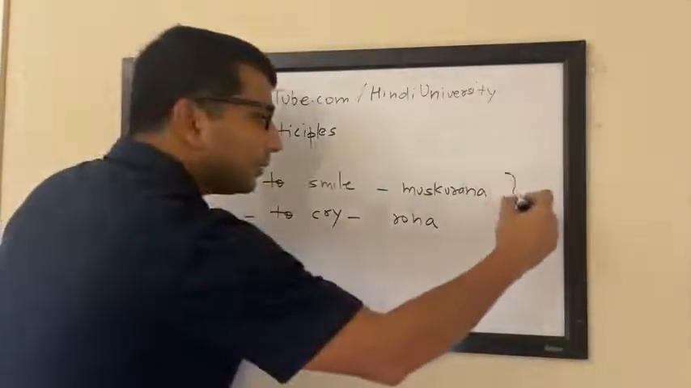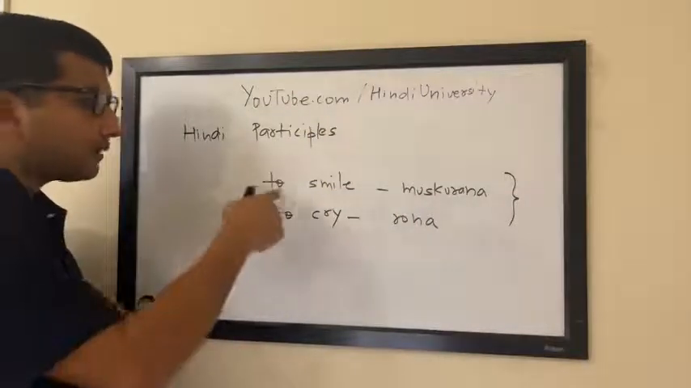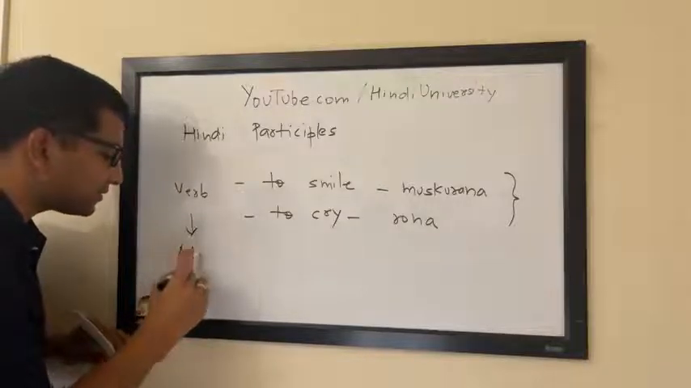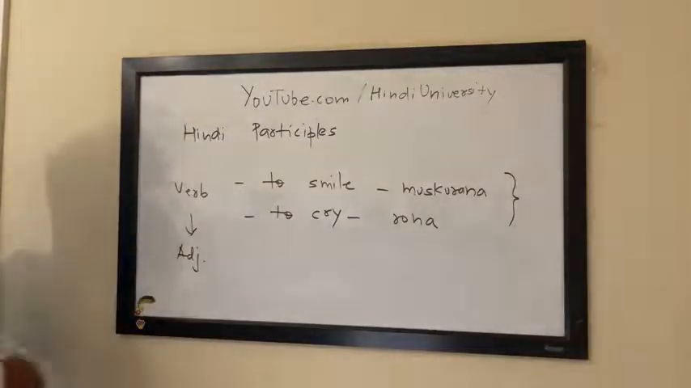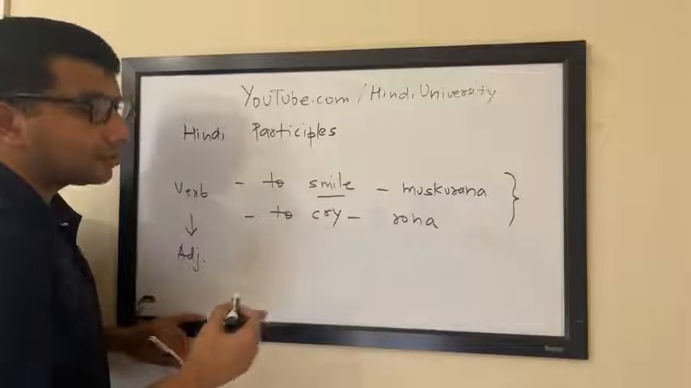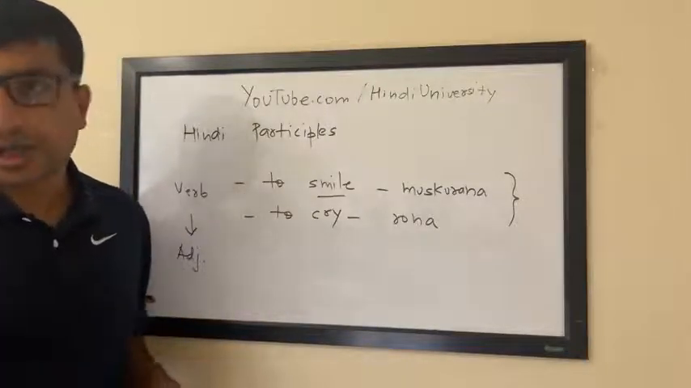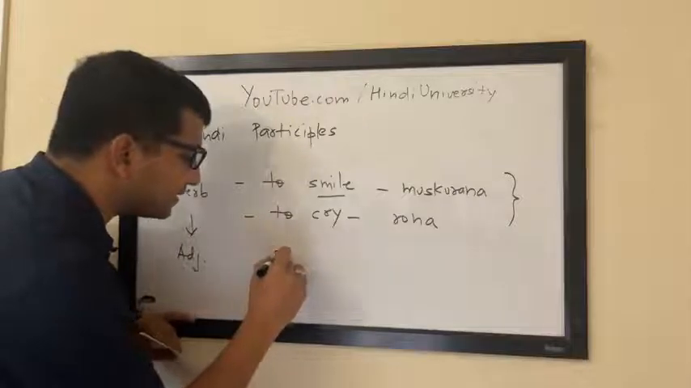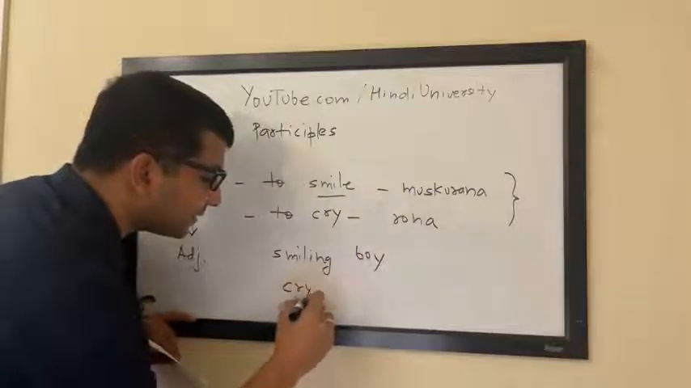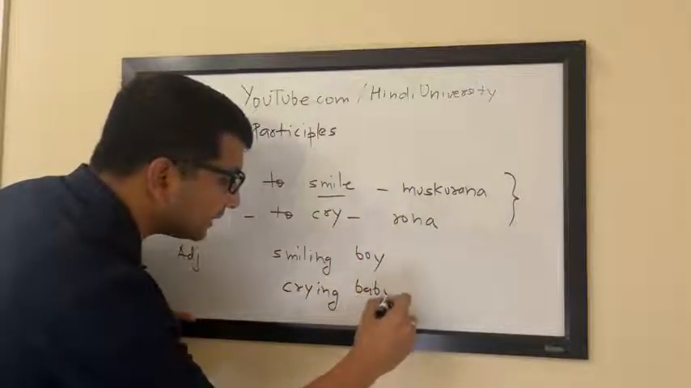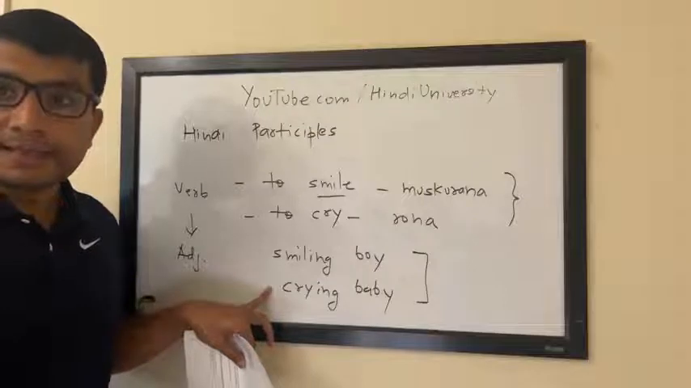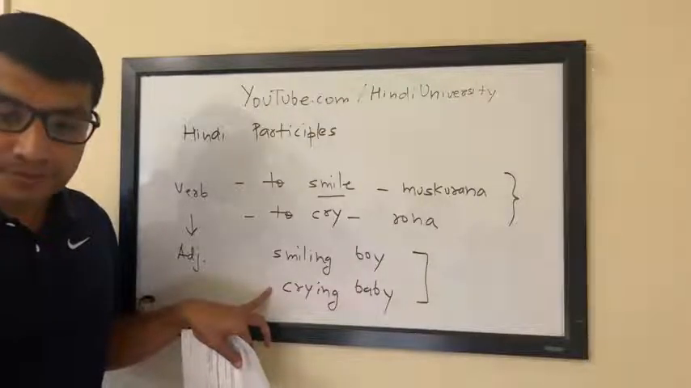But there are grammatical constructs where the words that you have can be used as adjectives. Those constructs are called participles. So while to smile is muskurana, or I am smiling, main muskura raha hu, the same thing said as a smiling boy, or a crying baby, is not really used as a verb. These are used as verbal adjectives.